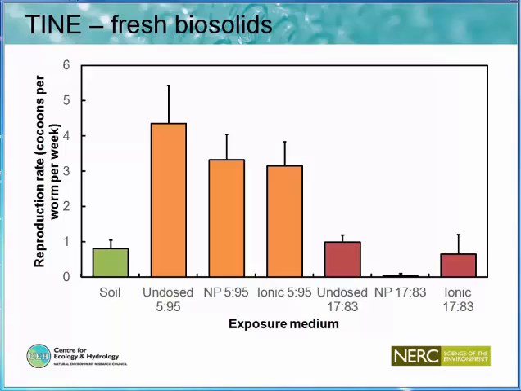Interestingly, if you look at the green bar over on the left, that's the earthworm performance in an undosed soil. They clearly do quite like the undosed 5% biosolids soil quite a lot compared with the soil itself, probably because it's a good source of food.